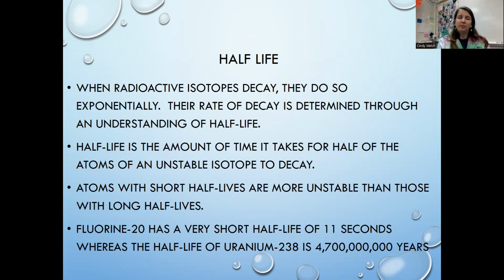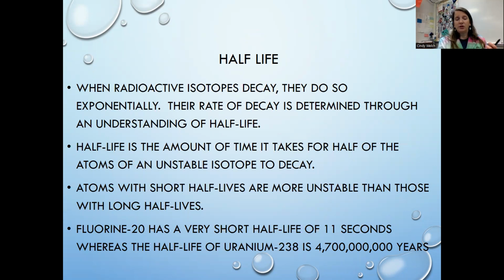So when we're comparing the different half-lives of these different isotopes, substances that have a very short half-life are very unstable, and those substances that have long half-lives are more stable than those that have short half-lives. So in comparison, we have fluorine-20, fluorine that has a mass number of 20. It has a really, really short half-life, only 11 seconds. So that particular sample is very unstable.